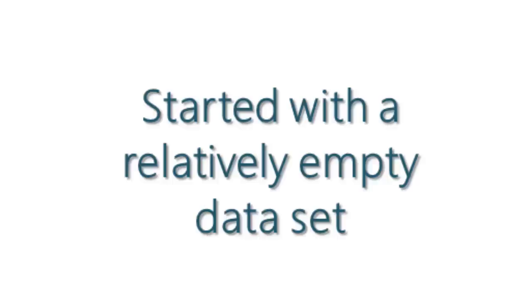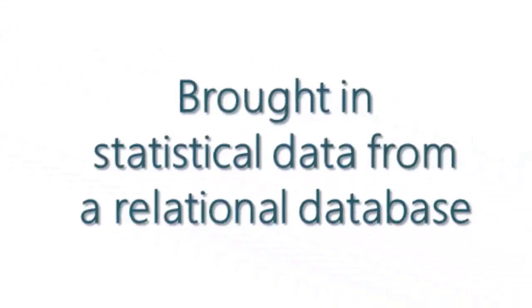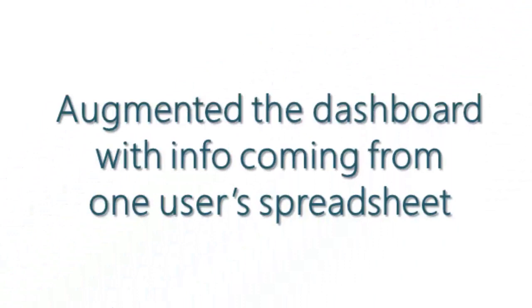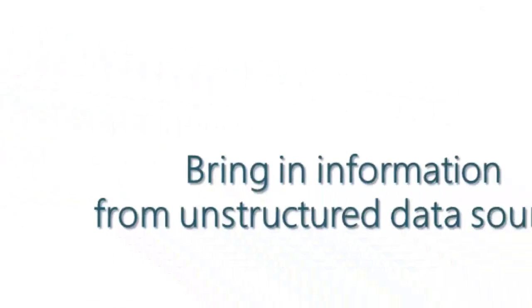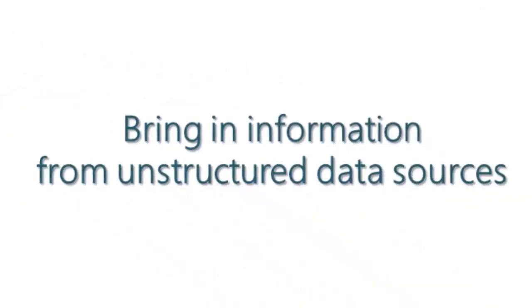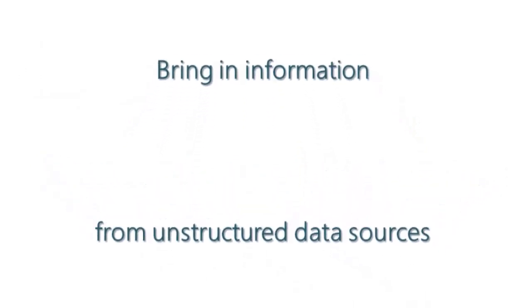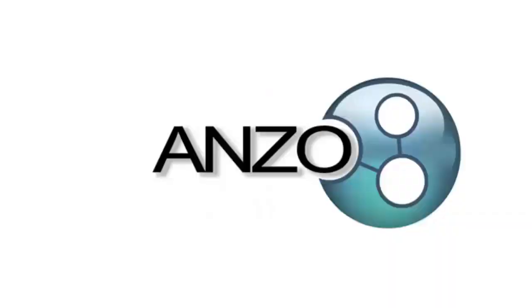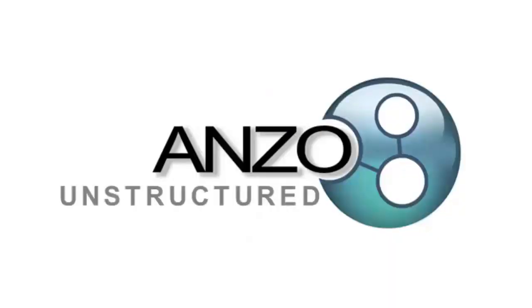So to recap where we are now, we started off with a relatively empty data set. We brought in some statistical data from a relational database that initially populated our dashboard's hero statistics. We then augmented that dashboard with information coming from one user's spreadsheet containing information about injuries. The final step is to bring in information from some unstructured data sources. In this case, it'll be some news articles about baseball players. So to do that, we're going to use the Anzo unstructured product.